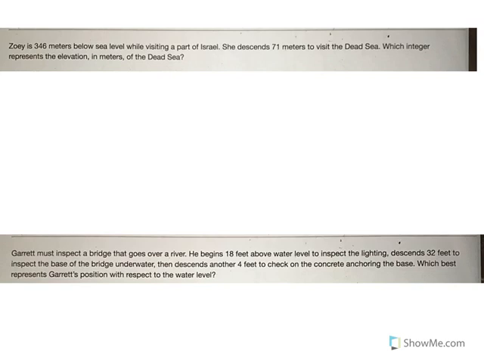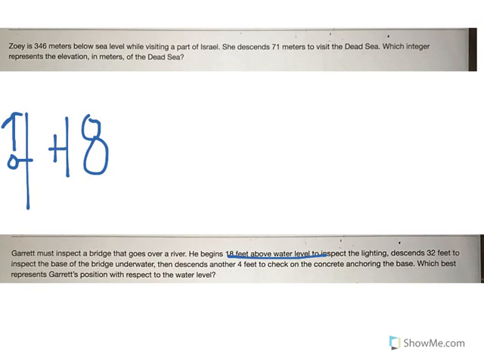Okay, so first, we're going to start off with 18 feet above. I'm going to write this above so we can see it better. 18 feet above. Now this is going to be positive. If we had a vertical number line, here's 0. If you're above sea level, that means it's going to be positive. So positive 18. Then I'm going to descend. So descending, we're going to subtract. Descend 32 feet. And then we're going to descend 4 more feet.